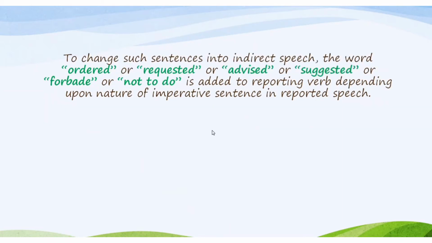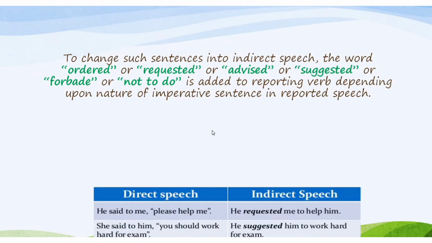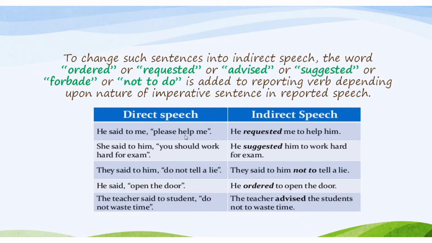Now we will learn how to change such sentences into indirect speech. To change such sentences into indirect speech, the words ordered, requested, advised, suggested, forbade, or not to do are added to the reporting verb, depending upon the nature of the imperative sentence in the reported speech. Now we will look at the examples.